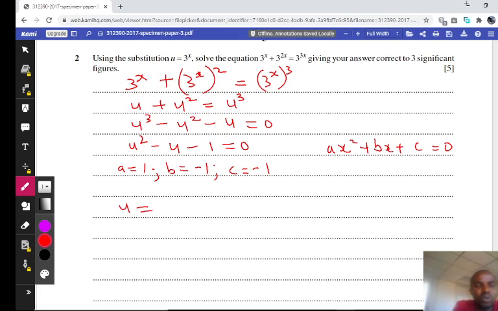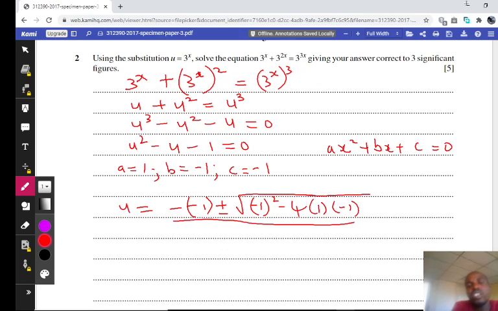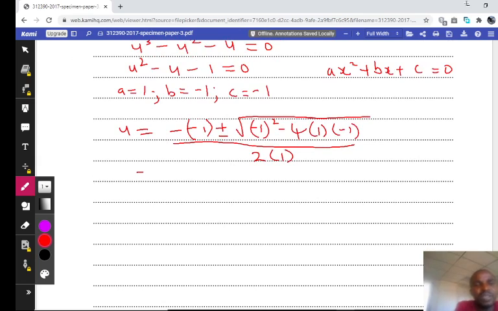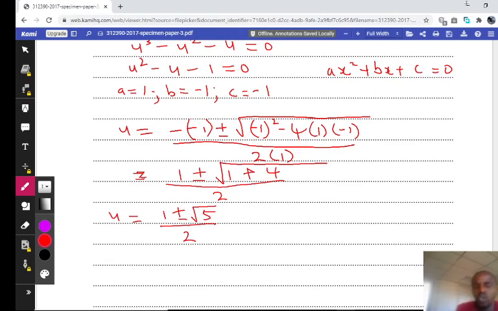Let's substitute. So u is equal to minus b, which means -1, plus or minus the square root of b squared, which is -1 squared, minus 4ac, a is 1, then c is -1, all over 2a, which means 2 times 1, since our a is 1. Let's simplify further. Minus -1 will be plus 1, plus or minus the square root of 1 squared is 1, then minus minus is a plus, then 4 times 1 times 1 is 4, over 2 times 1 is 2. So you get u is equal to 1 plus or minus √5 over 2.